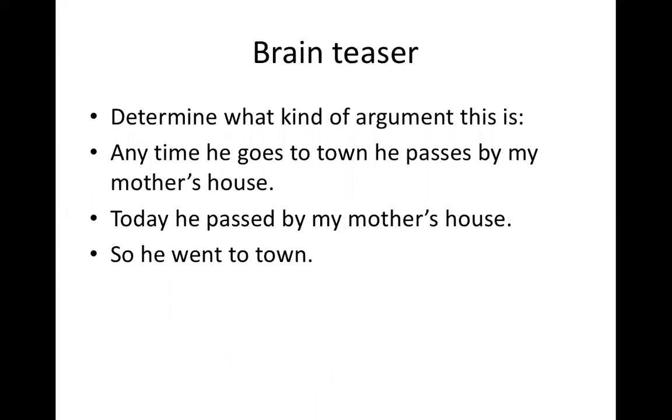So a little exercise. Determine what kind of argument this is. Anytime he goes to town, he passes by my mother's house. Today he passed by my mother's house, so he went to town. What kind of argument is this? We've seen modus ponens, the fallacy of modus ponens, modus tollens, the fallacy of modus tollens, hypothetical syllogism, two fallacies of hypothetical syllogism. Now we've seen disjunctive syllogism. So which of those arguments best describes this argument?